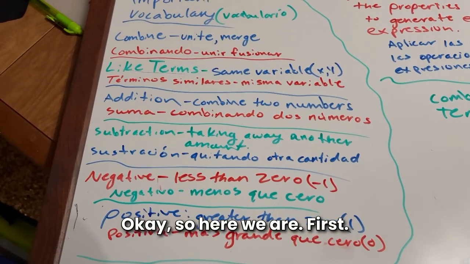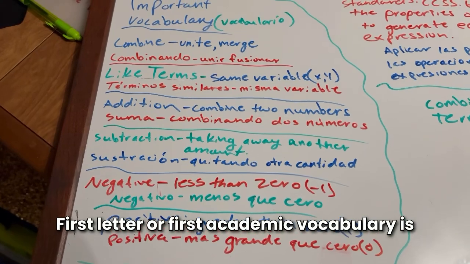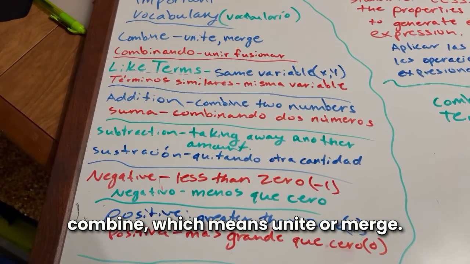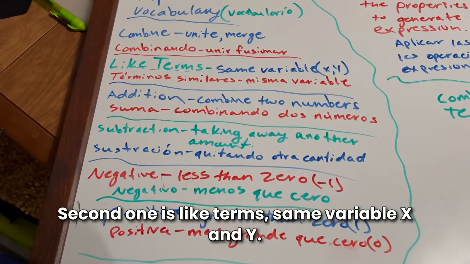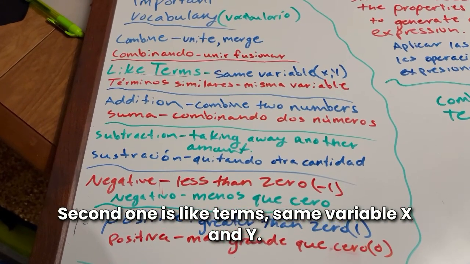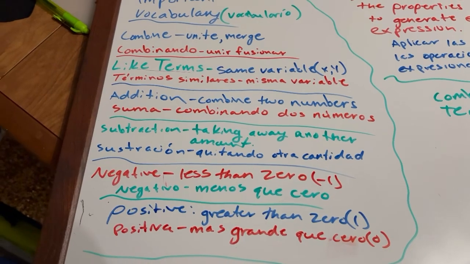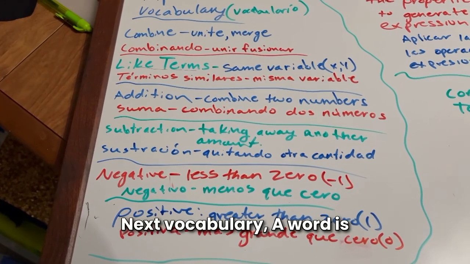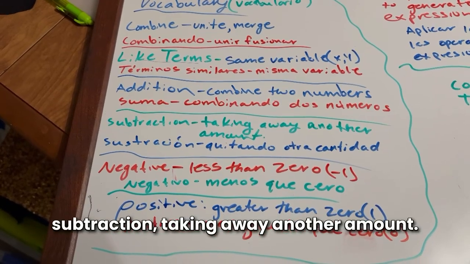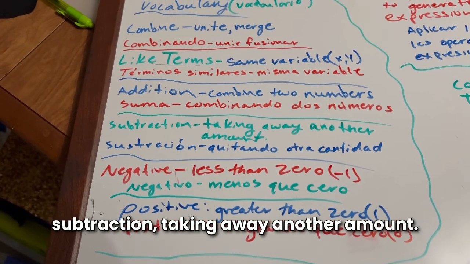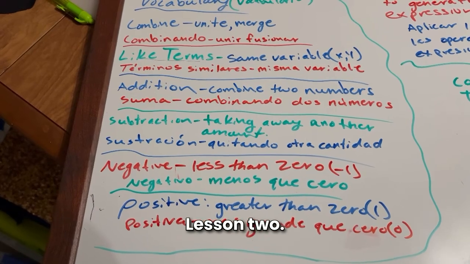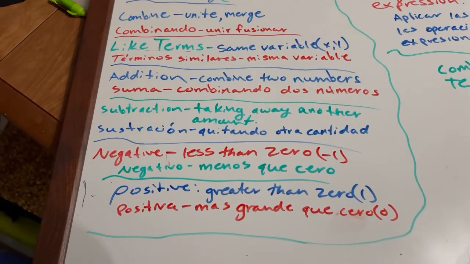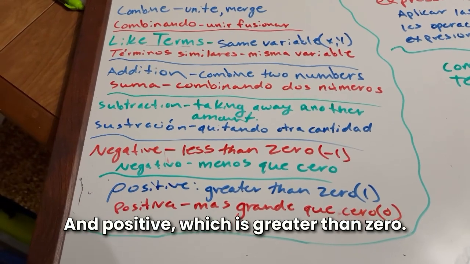So here we are. The first academic vocabulary is combine, which means unite or merge. Second one is like terms, same variable, x and y. Next one is addition, combine two numbers. Next vocabulary word is subtraction, taking away another amount. Next is negative, less than zero, and positive, which is greater than 0.